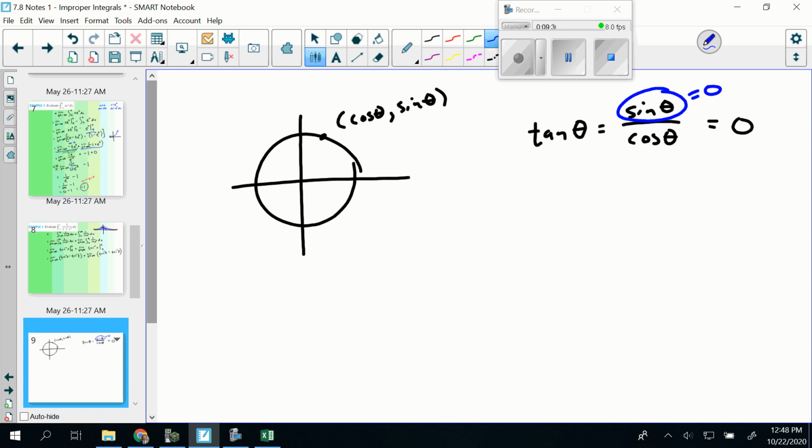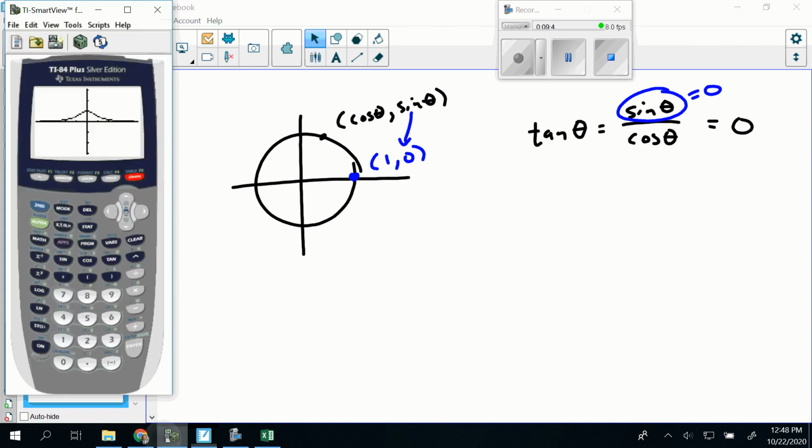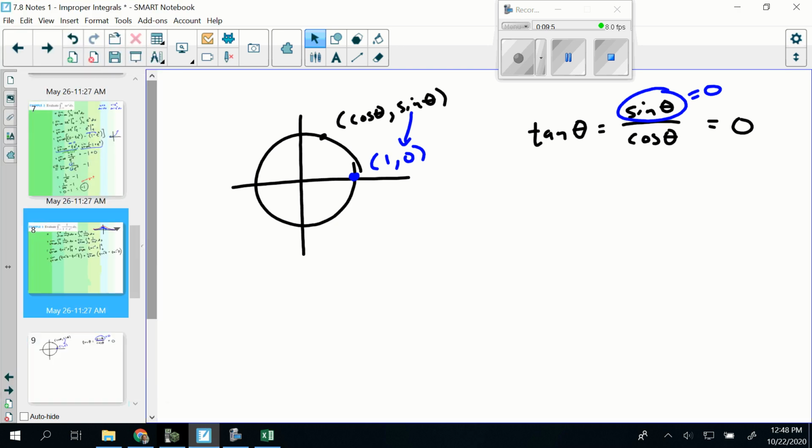Where's the y value equal 0 on here? Should be right here. That's the point 1, 0. That's our sine value equaling 0. So inverse tan of 0 should be 0. You can jump on a calculator to verify. If you do inverse tan of 0, should come out to be 0. All right, so we know that's 0.